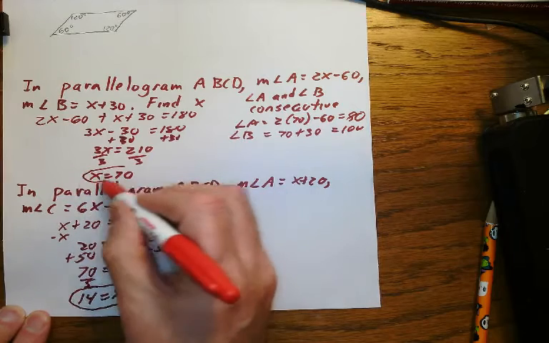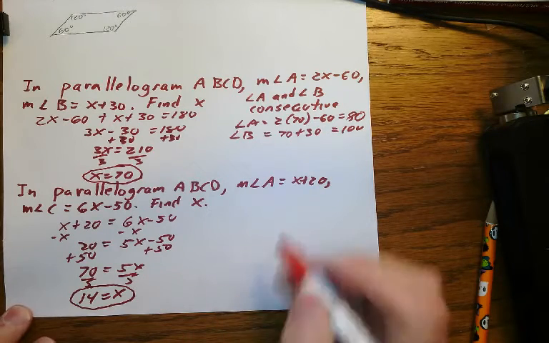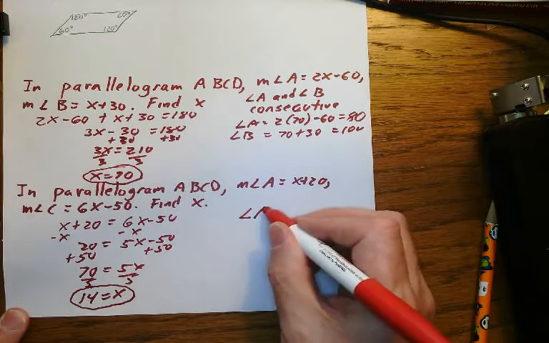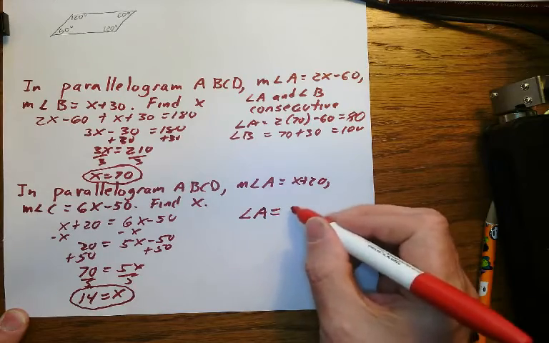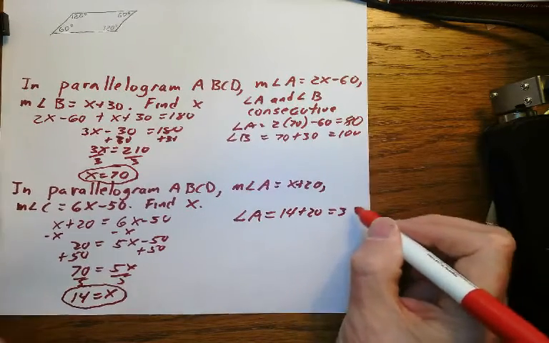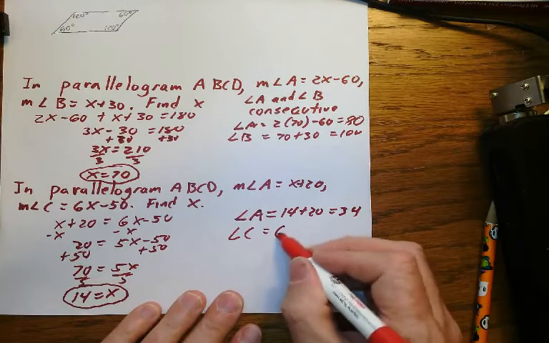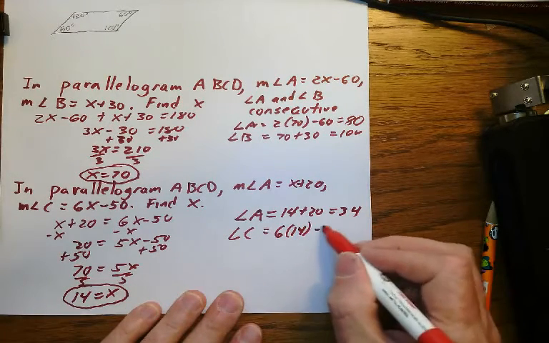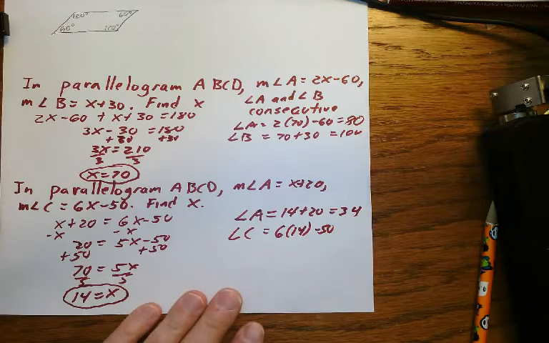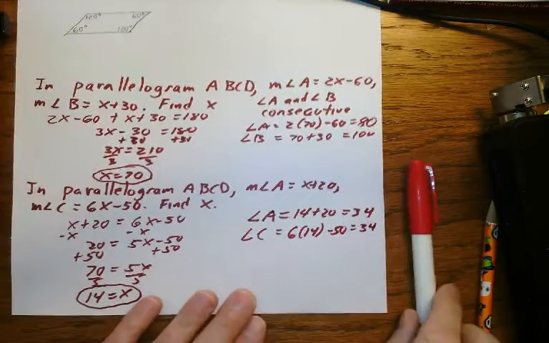All right. Let's do it up here too. Circling the answer just makes it a little bit easier for me when I'm checking your homework to see what your final answer is. Let's just do a check. Angle A is 14 plus 20, 34. Angle C is 6 times 14 minus 50. 6 times 14 is 84, minus 50 is 34. So it does check out.